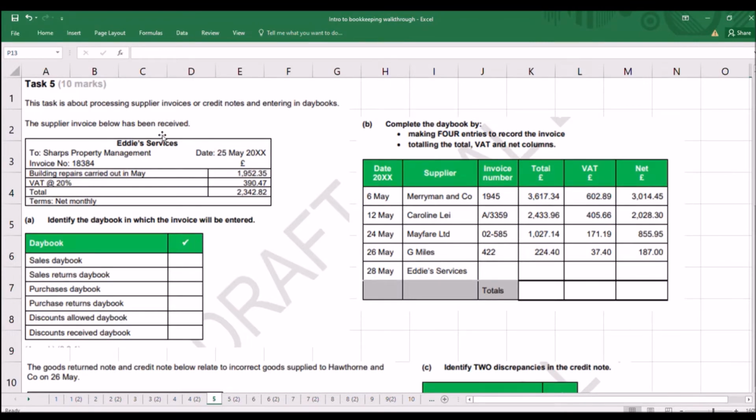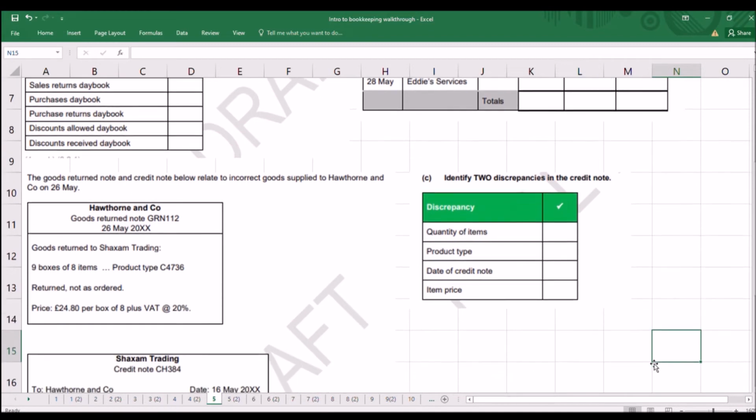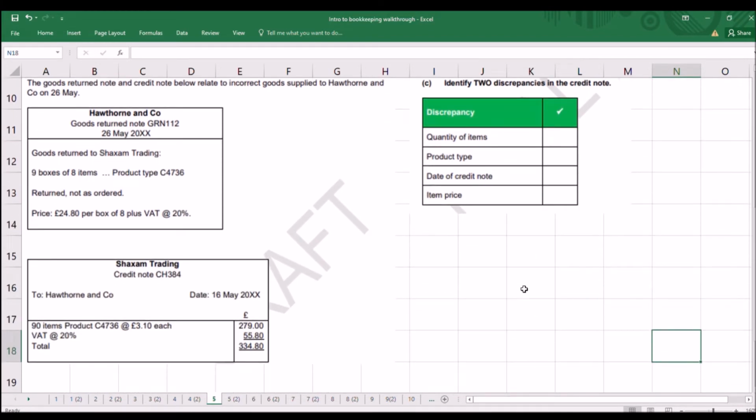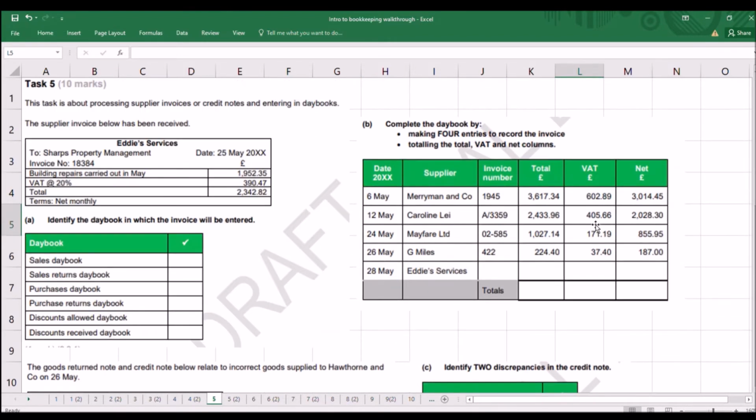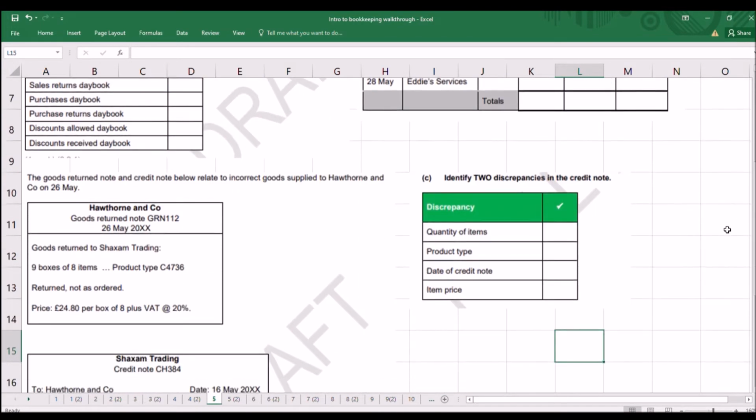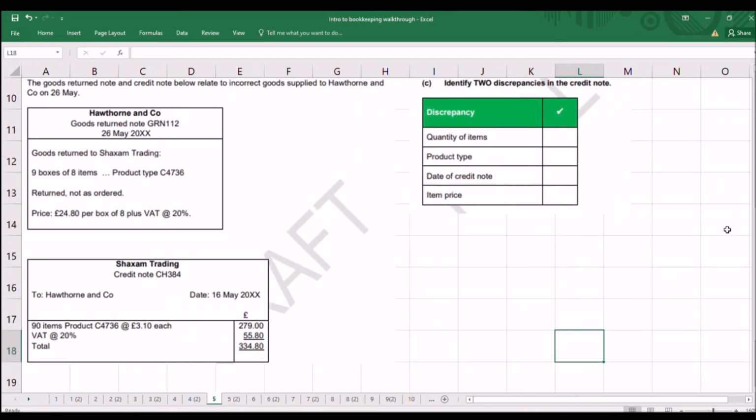Question 5 is about processing supplier invoices and credit notes in day books. So we're now into purchase day books for purchase invoices. So we're going to complete those amounts. Then we're going to be into credit notes here, so we're going to have discrepancies in the credit notes. Okay, so that's those questions. Well, here's the first bit. Pause there and have a go. And then here's the second bit. Pause there and you can have a go. And now we'll do the answers.